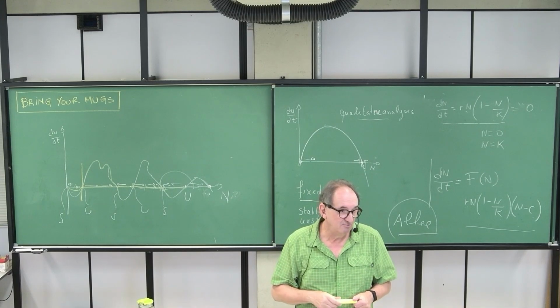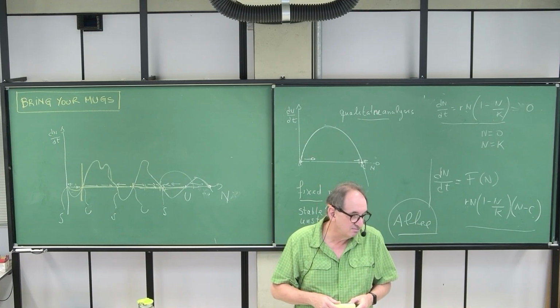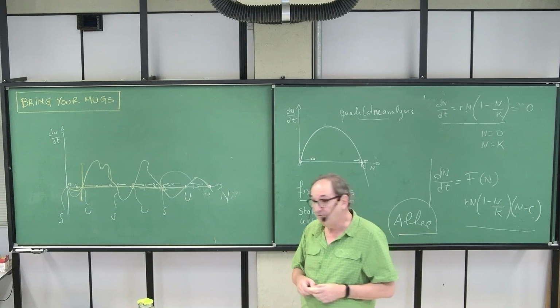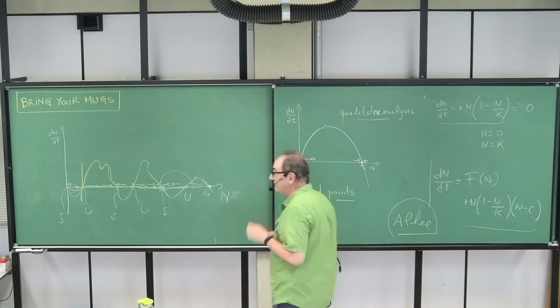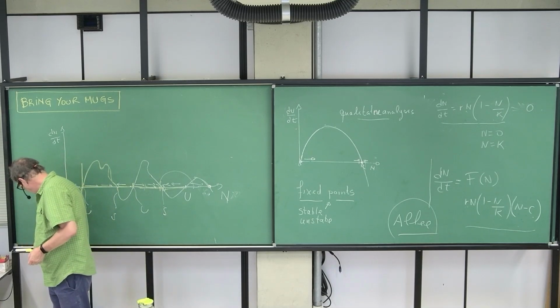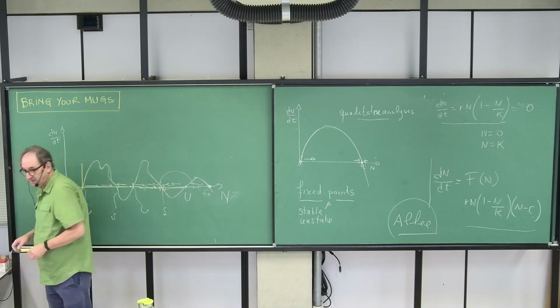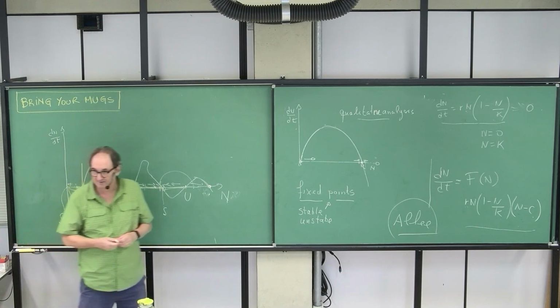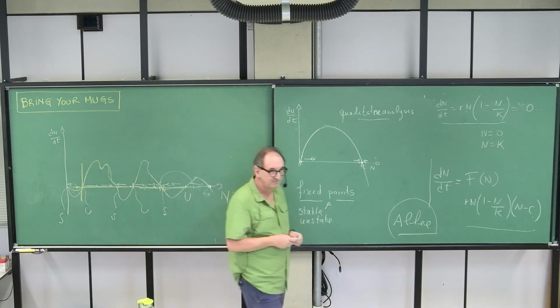And if you want, you could think about how fast you go back to the stable fixed point if you perturb your system. How fast do I go? And this can be different for different fixed points. Okay.